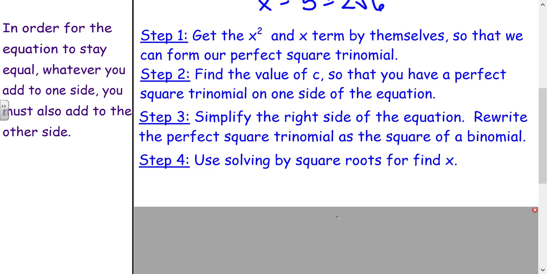So first what we did was we tried to get the x and the x squared by itself. So we moved that 1 over to the other side. Then we completed the square. So we find the value of C. That would make it a perfect square.